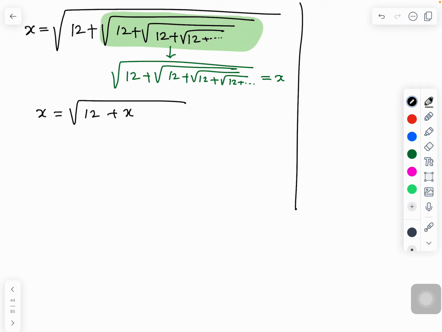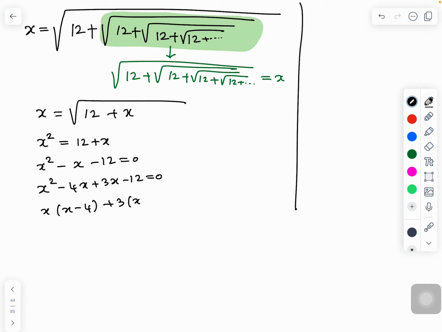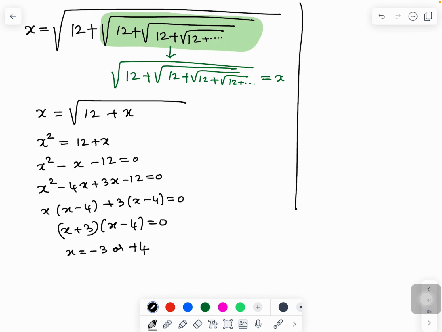Okay. Now beyond this, I can simply go ahead and write x squared equals, if I square on both the sides, 12 plus x, or x squared minus x minus 12 equals 0, or x squared minus 4x plus 3x minus 12 equals 0, or x into x minus 4 plus 3 into x minus 4 equals 0, or x plus 3 into x minus 4 equals 0, or x is equal to minus 3 or plus 4. Okay, here I would like to point out a small clarification.